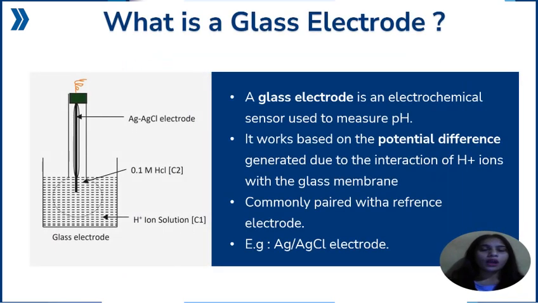What is a glass electrode? A glass electrode is an electrochemical sensor used to measure pH. It works based on the potential difference generated due to interaction of H plus ions with the glass membrane, commonly used with a reference electrode, for example, an Ag/AgCl electrode.